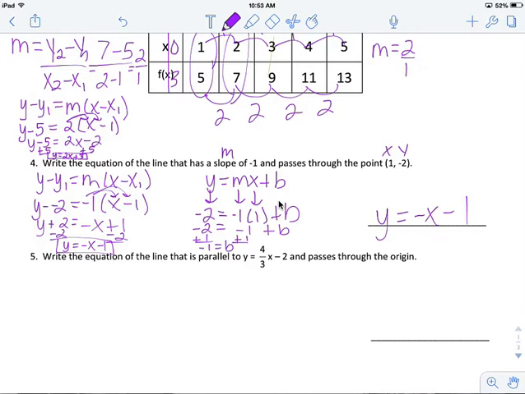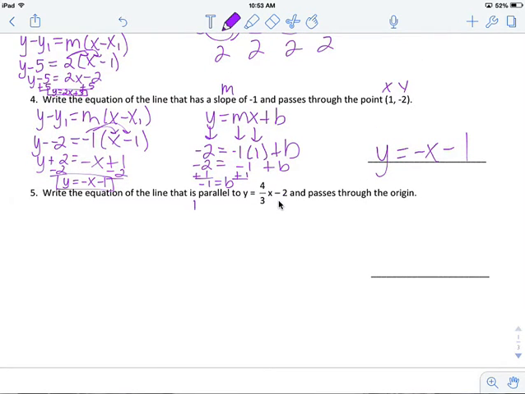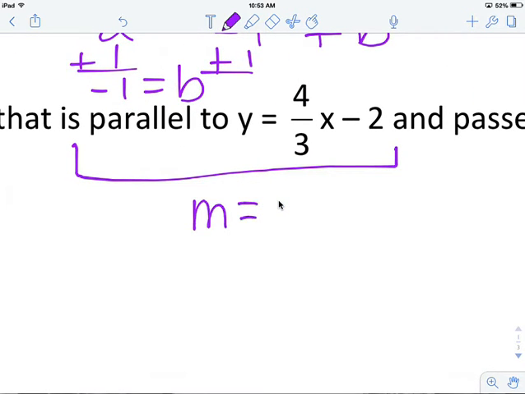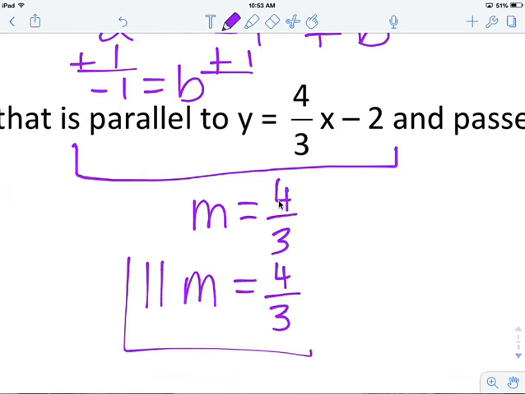My next problem says that the line is parallel to y equals 4/3 x minus 2. When you're given that information, you're only going to look at the slope. My slope here is 4/3. Parallel lines have the same slope, so we're just going to use a slope of 4/3.